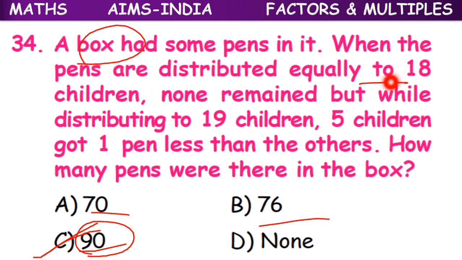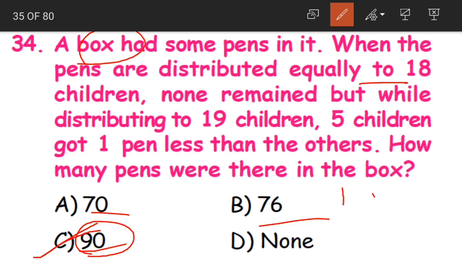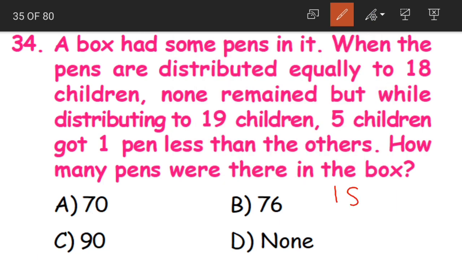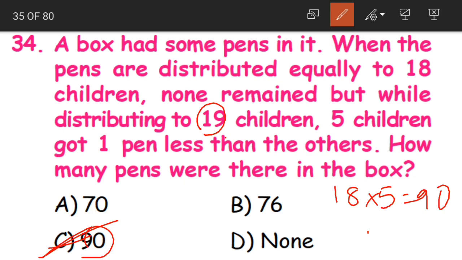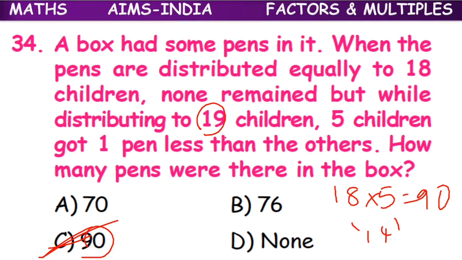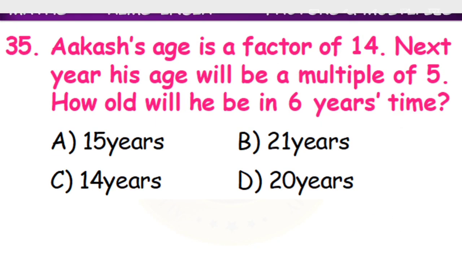Okay. So when divided among 18 students, they were distributed equally, right? So 18 fives are 90. So 90 here is exactly divisible by 18. So that becomes our correct answer. And when you divide 90 by 19, you will get 14 as your remainder. Okay. So the correct answer is 90.